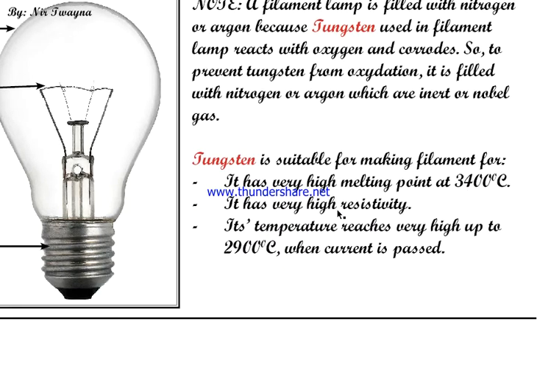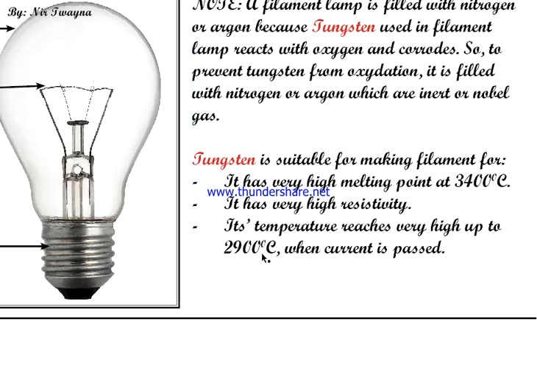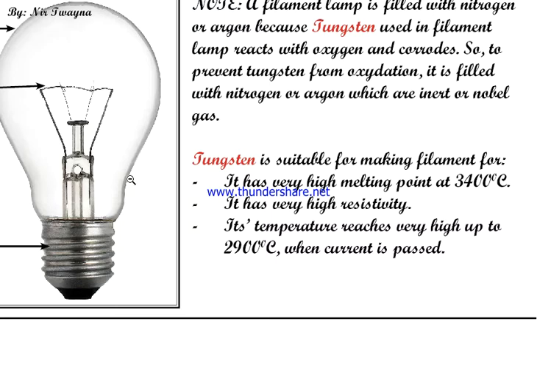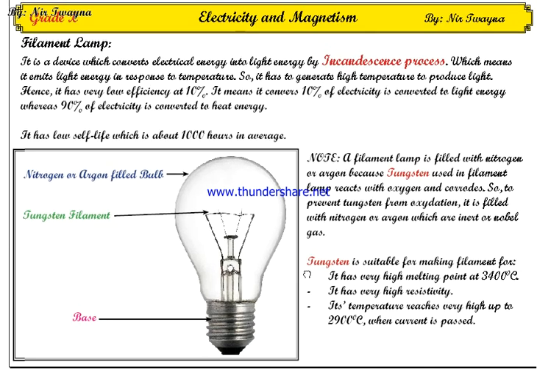The next property of tungsten is that it has very high resistivity. That means it can produce very high temperature, up to 2900 degrees Celsius when current is passed. Light starts to be emitted when its temperature reaches 2500 degrees Celsius, and its temperature can rise up to 2900 degrees Celsius. That's why tungsten is suitable to be used as a filament. Any confusion? This much is about the filament lamp.